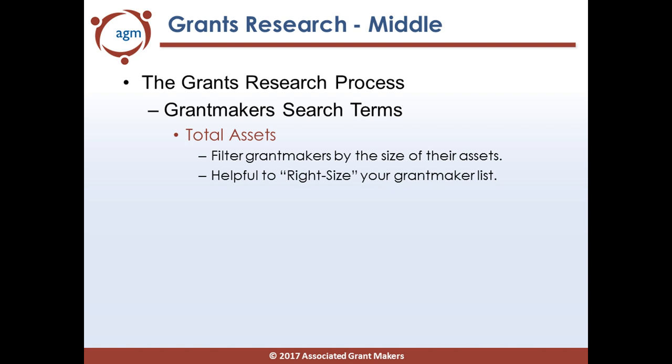Then total assets really just helps you filter the grant makers by their size. If you know the size of your ask and the size of your own operating budget, you'll be able to identify a mismatch. If you're looking to fund a program with a $10,000 grant, a funder that's only going to be offering grants of $50,000 and more probably is not a good fit, because that's just not the strategy that they've chosen.